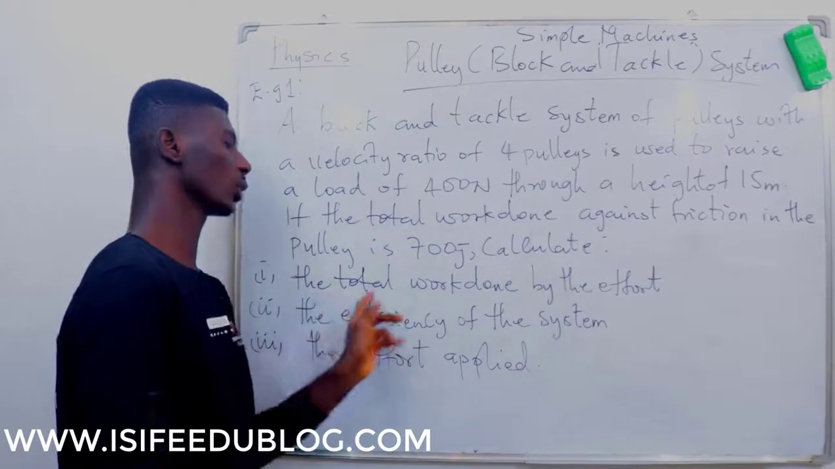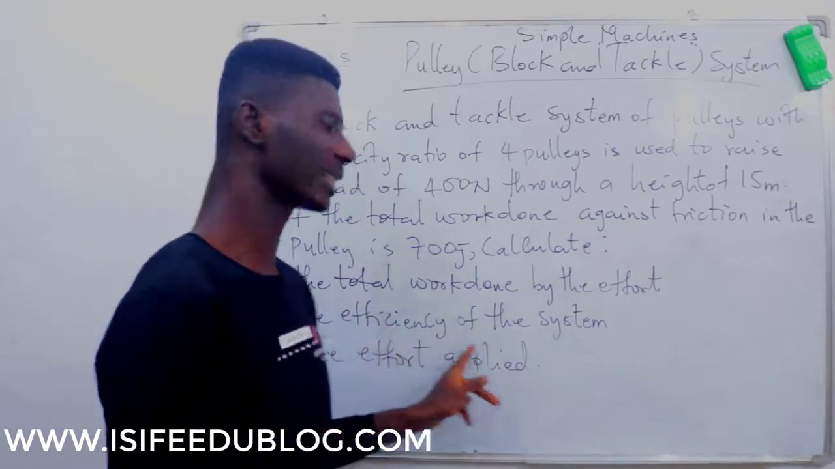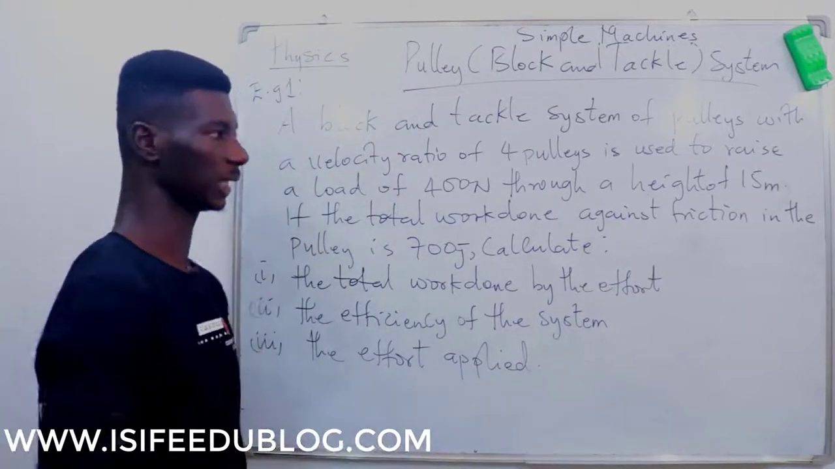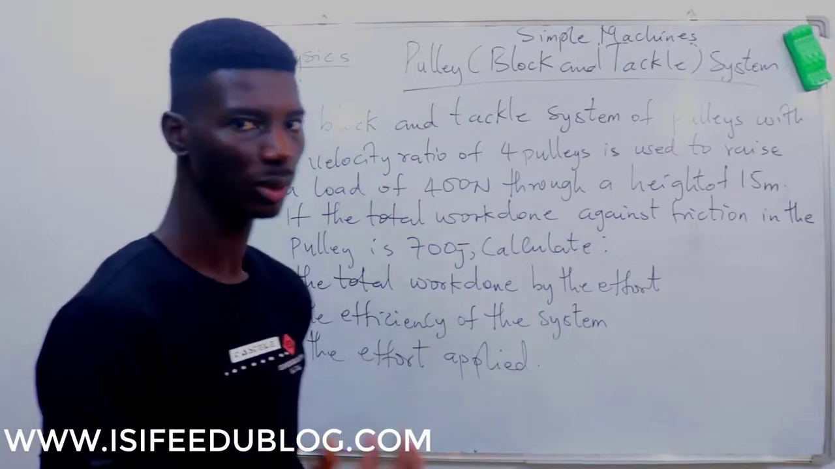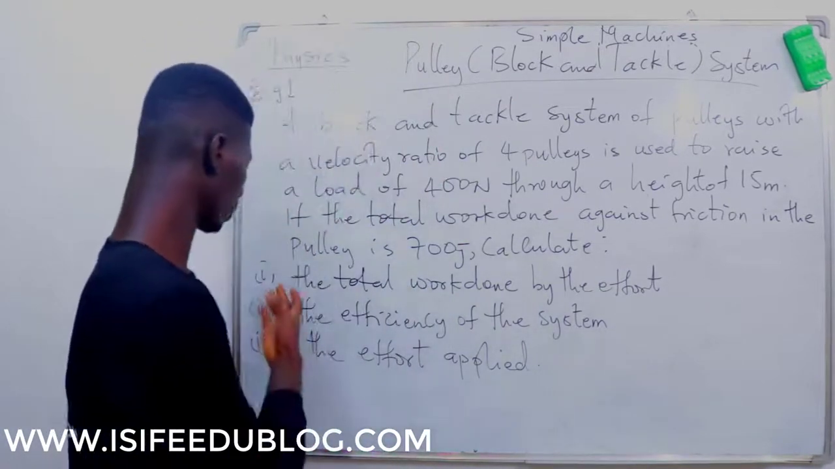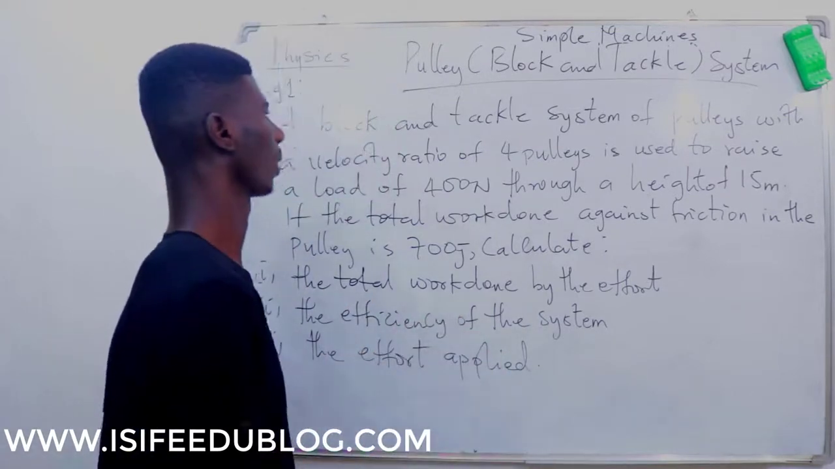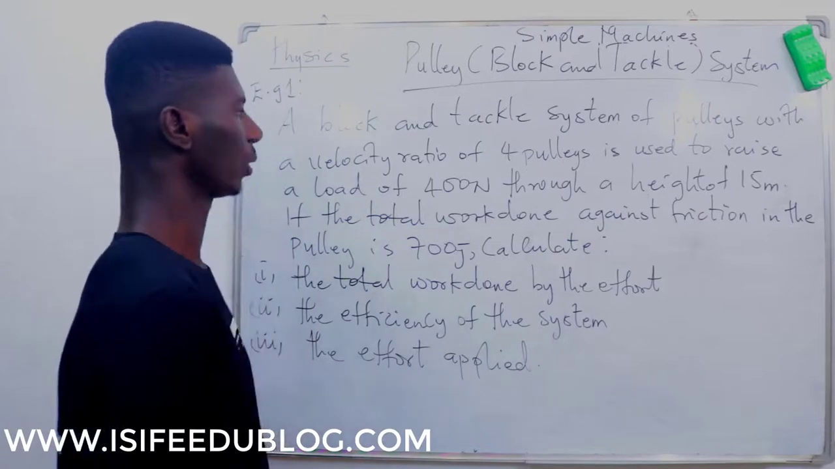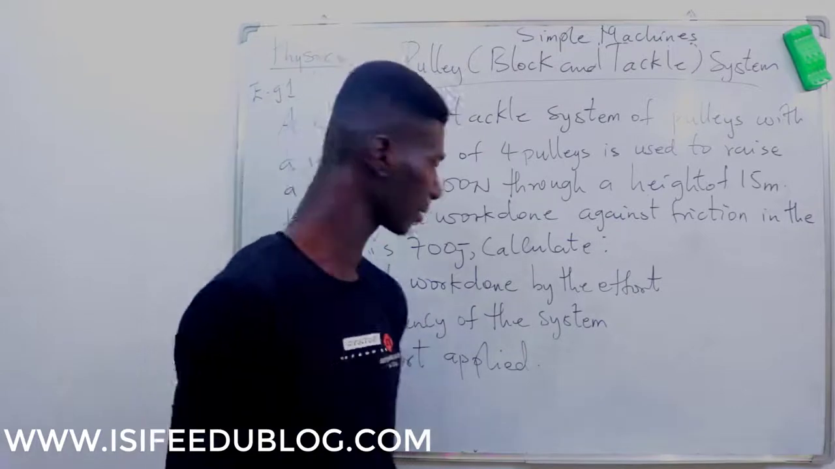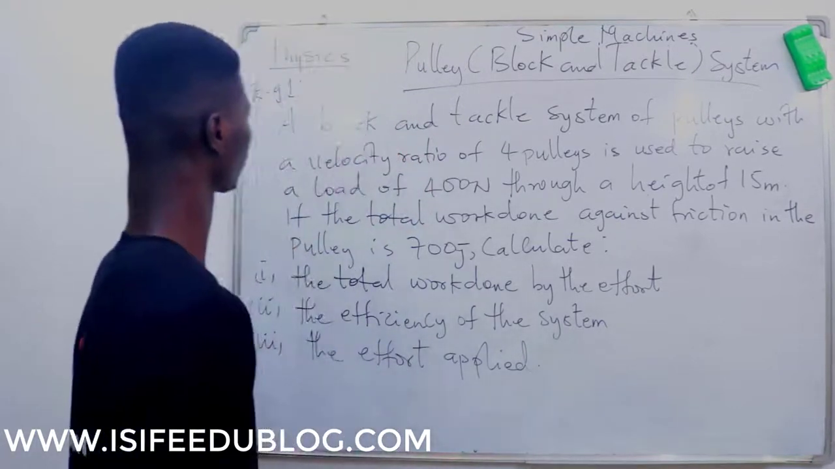calculate: one, the total work done by the effort; two, the efficiency of the system; three, the effort applied. So we are going to take it gradually. The first one says the total work done by the effort. Now, work done by the effort is effort times the distance moved. So let's see what happens now.